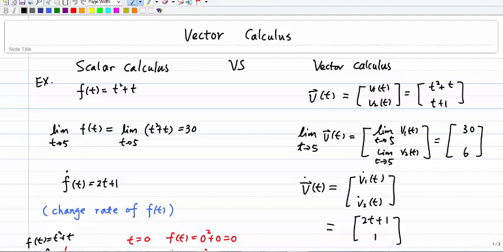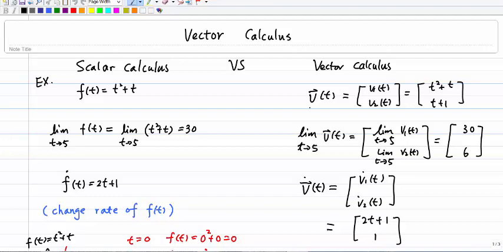For example, if I talk about scalar calculus, I talk about a function f(t), which is a scalar, and this function is with respect to the variable t. For example, if I give you f(t) = t squared plus t, it is a scalar function. I can compute the limit, the derivative, the integration, and so on for the scalar function, which is called scalar calculus. So vector calculus talks about a little bit more general sense.